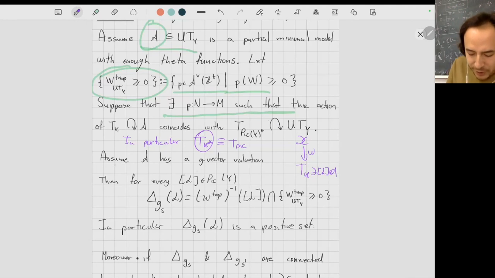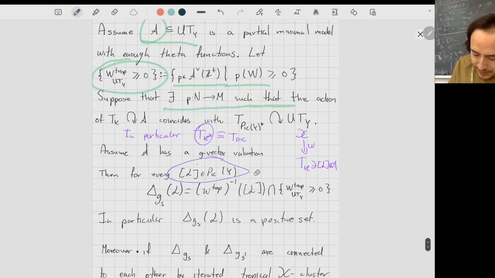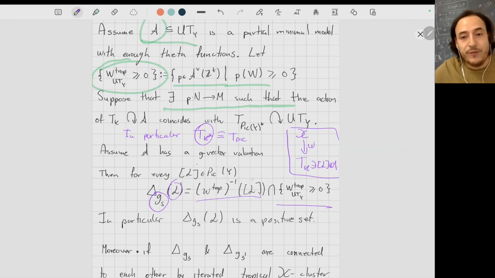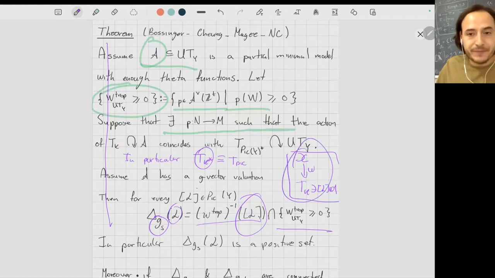I assume A has a g-vector valuation. That means that A is of full rank, or, within our theorem, that it has a toric degeneration. Then for every line bundle, the Newton-Okounkov body associated to this line bundle and this valuation can be described in terms of this map and the superpotential cone. Essentially, I slice the superpotential cone by the inverse image under this map of the class of the line bundle. So if you're already lost, what this theorem is telling me is that for every line bundle, I have a cluster Newton-Okounkov body given by g-vectors, and that can be described by slicing a superpotential cone by a hyperplane determined by this weight map.